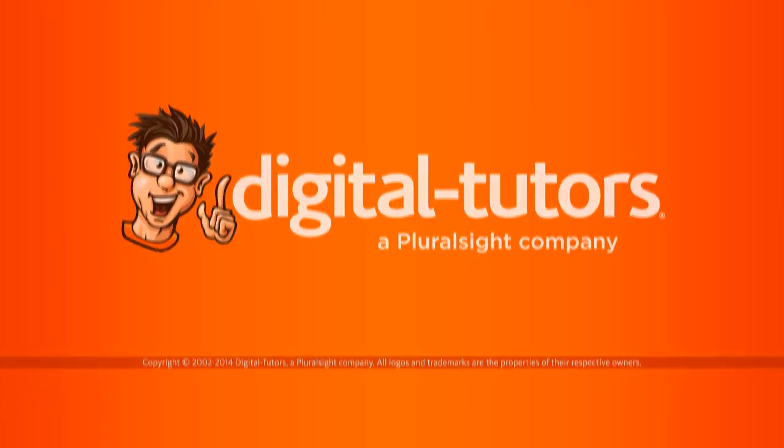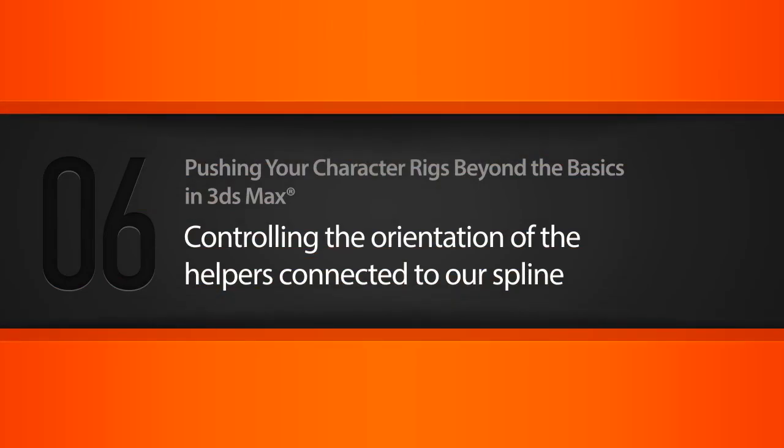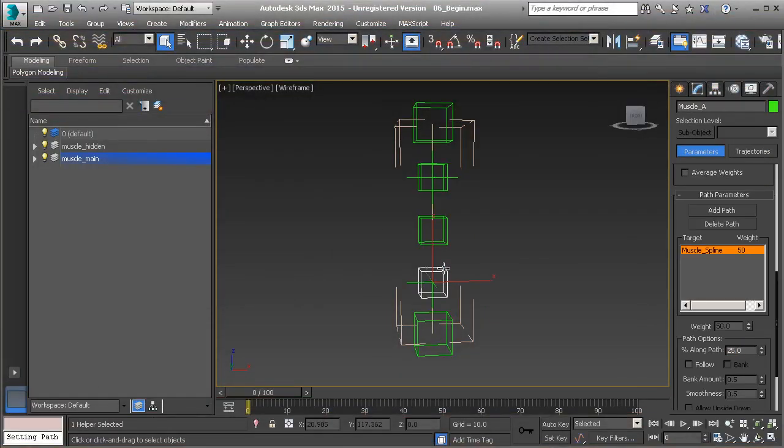In this lesson, we'll work on controlling the orientation of the helpers connected to our spline. We'll use look-at constraints to drive their orientation. Let's go ahead and get to it. We'll start with muscle A.